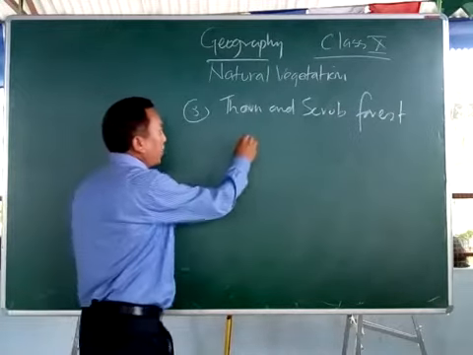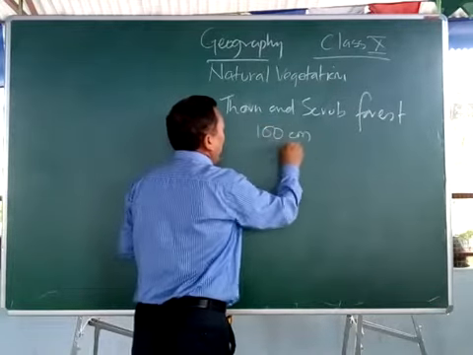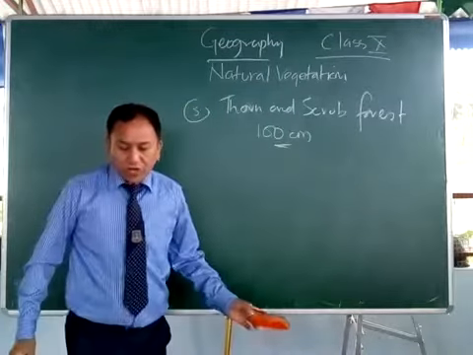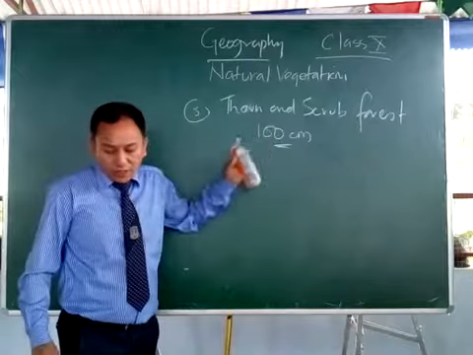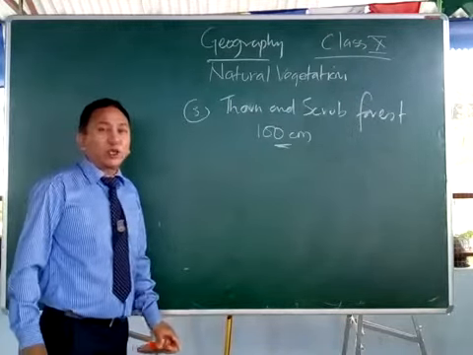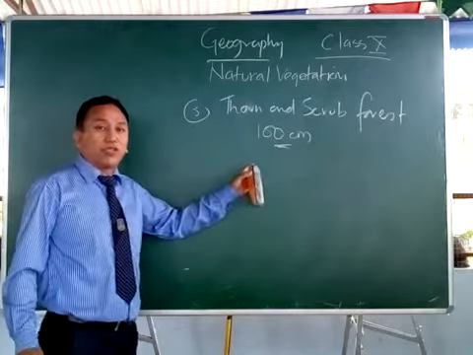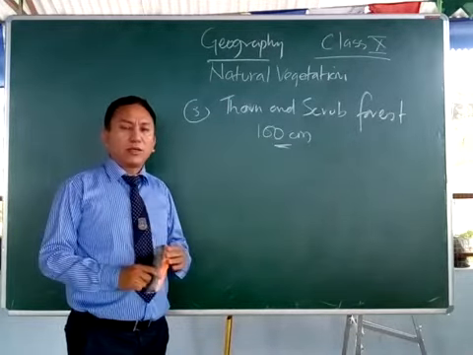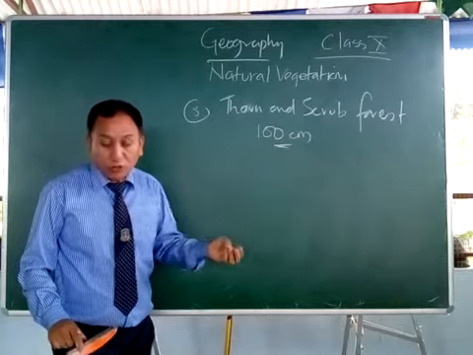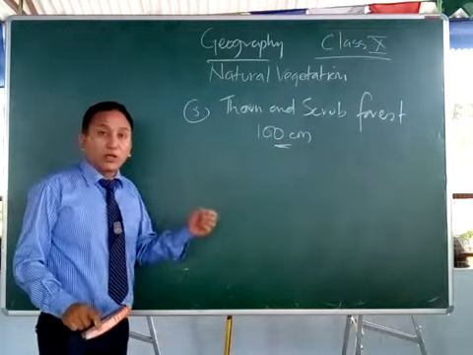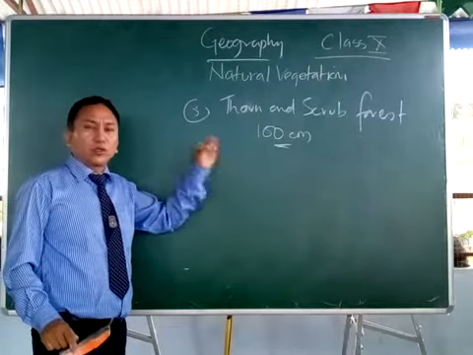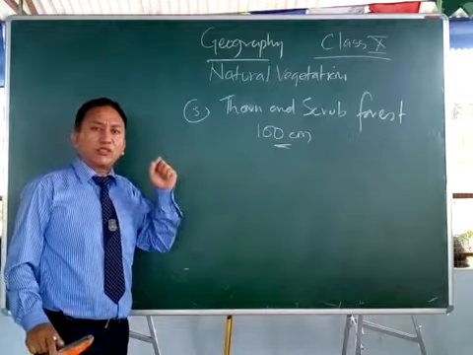It is found in the areas where the rainfall is below 100 centimeters. And the trees are characterized by widely scattered thorny bushes. Whatever vegetation is found here, thorny bushes. Trees like acacia are found there. Then thorny bushes, babul, kikar, khajuri. These are the type of trees that are found in this region. That means those trees which can survive in the harsh, dry conditions.